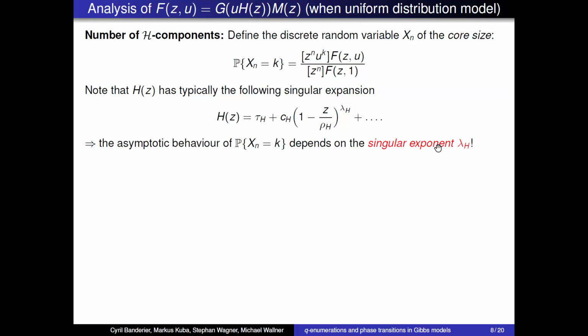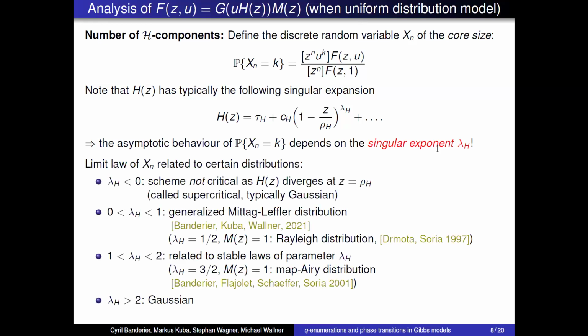Okay, and what happens is that when you have such schemes, the limit law is strongly depending on this critical exponent here. So if this exponent is smaller than 0, then we are in the supercritical case, so you get some Gaussian limit laws. If you are between 0 and 1, then you get some generalized Mittag-Leffler distributions. This is what I presented last time. And if you are between 1 and 2, then you get some limit distributions which are related to stable laws. This was also mentioned in the previous talk. Okay. And when lambda H is larger than 2, this is Gaussian again.